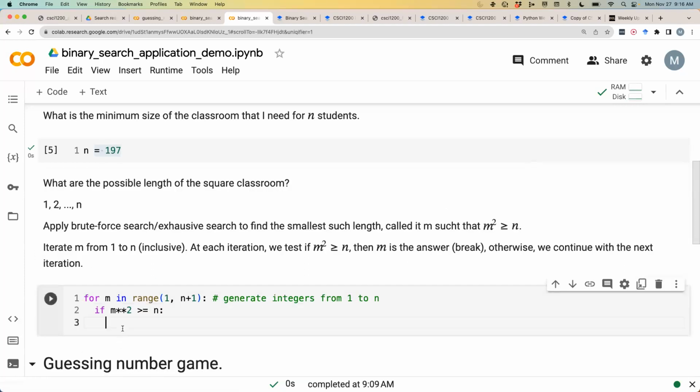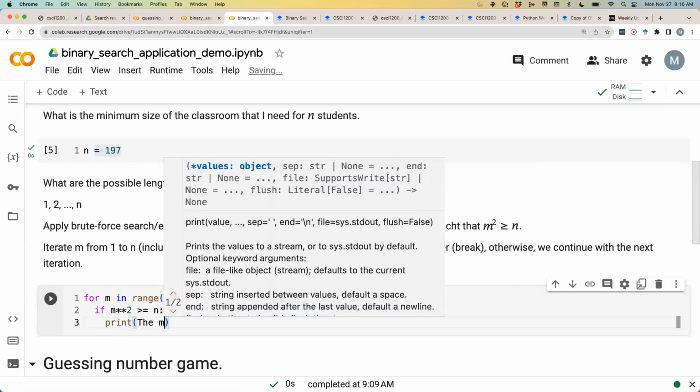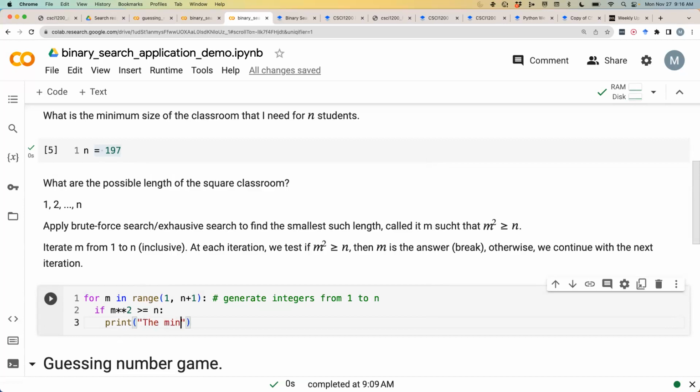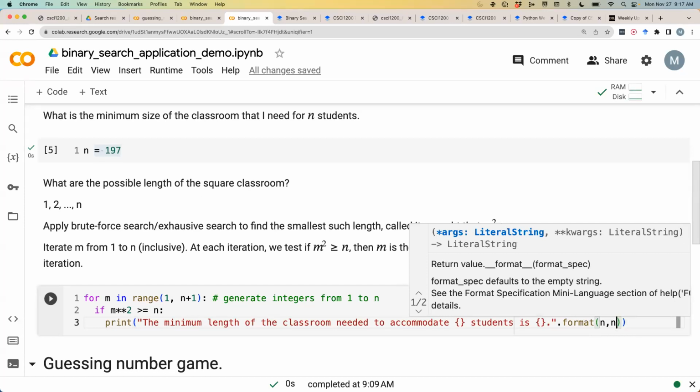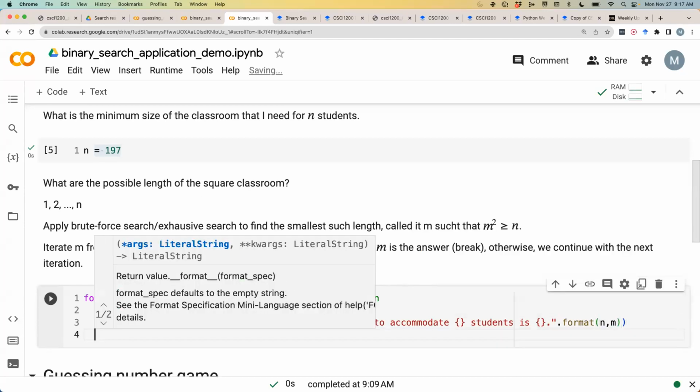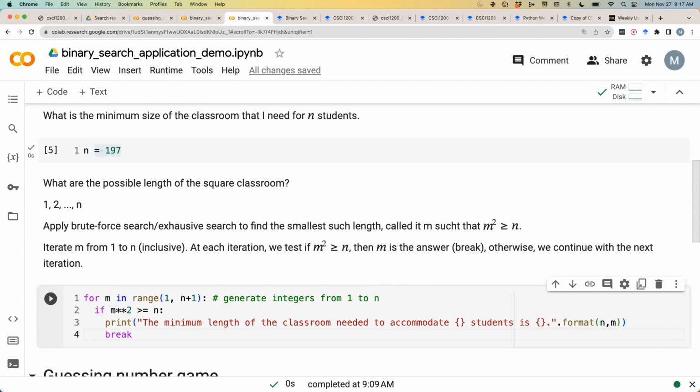So we're going to print, say, the minimum length of the classroom needed to accommodate these n students is m. Then we use the dot format to replace the curly brackets, which is n and m. Good. And then we don't continue anymore. Once we found it, we break.